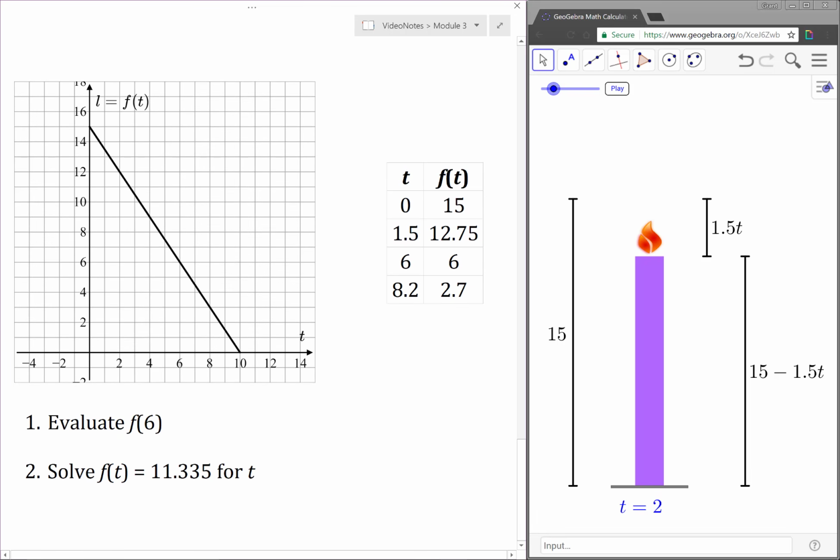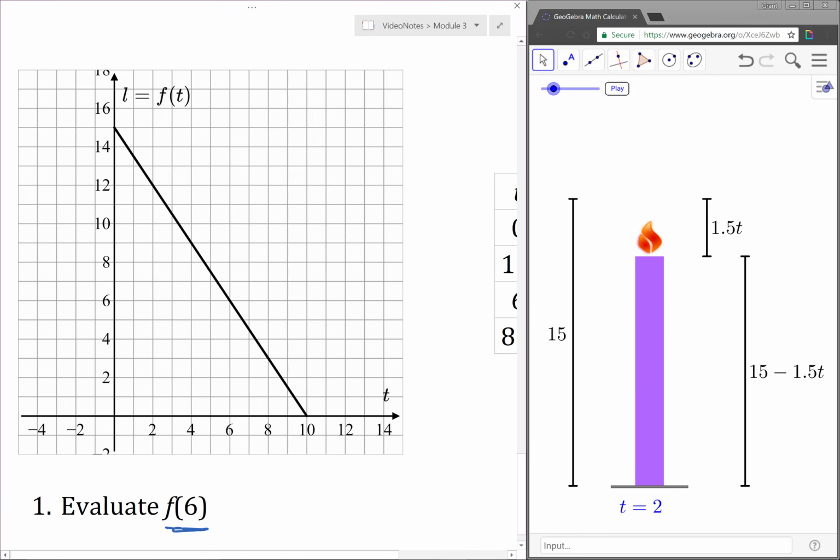We often think of evaluating and solving in terms of formulas and equations, but we can actually use graphs and tables to answer most of the same questions. I have the graph of the function f shown, as well as a table of values showing some pairs of t and f of t. If we want to evaluate f at t equals 6, we can use the graph to do this. So if we zoom in on the graph a little bit, we know that we're looking at t equals 6. We look up to the graph, and we look at the corresponding value of f of t. We see that f of 6 is equal to 6.